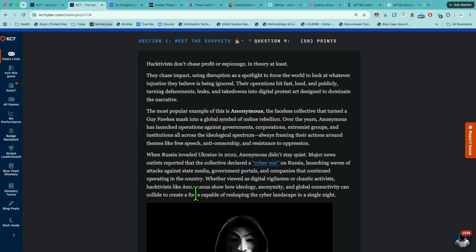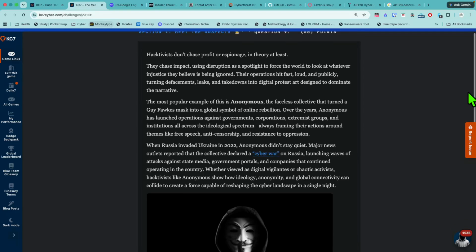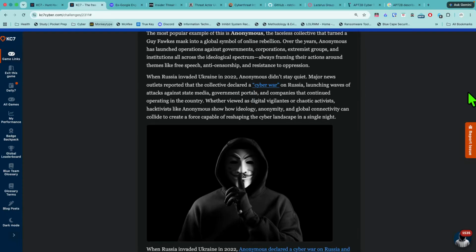All right. Hacktivists don't chase profit or espionage, in theory at least. They chase impact, using disruption as a spotlight to force the world to look at whatever injustice they believe is being ignored. Their operations hit fast, loud, and in publicity, turning defacements, leaks, and takedowns into digital protest art designed to dominate the narrative. The most popular example of this is Anonymous, the faceless collective that turned a Guy Fawkes mask into a global symbol of online rebellion.